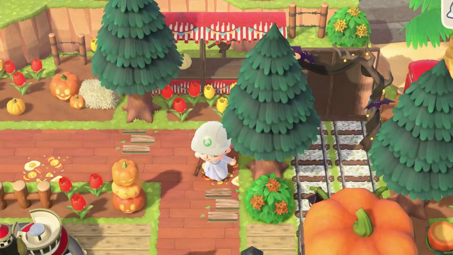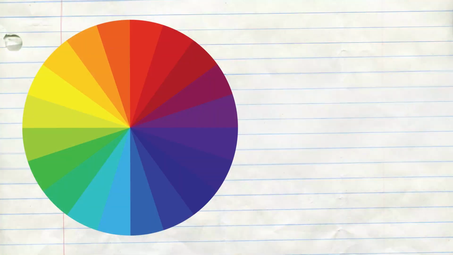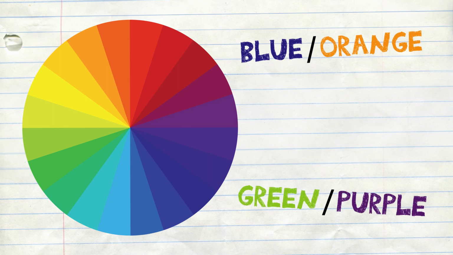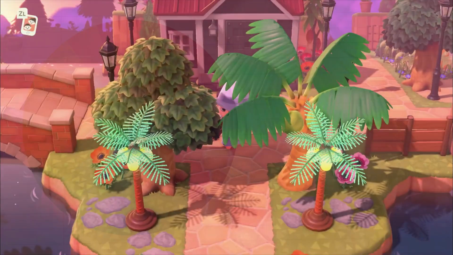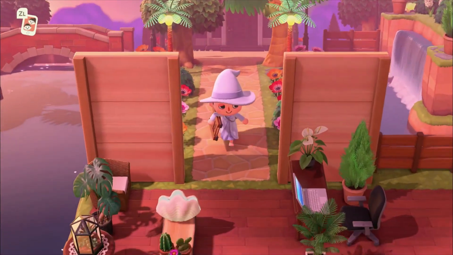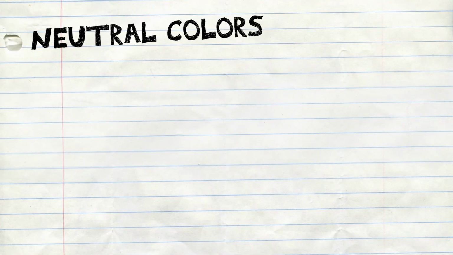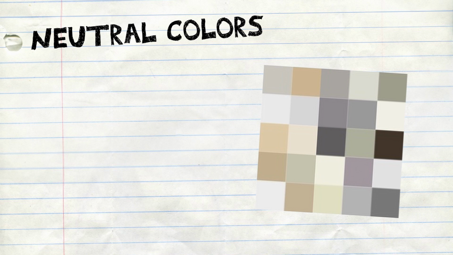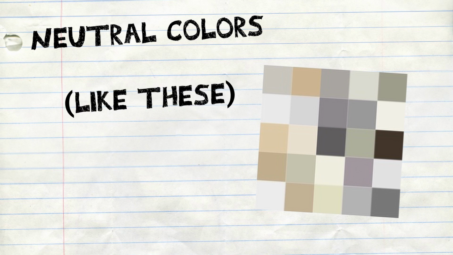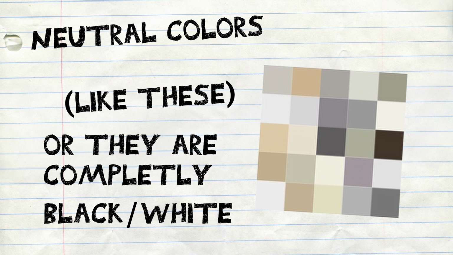Now, the second technique is a bit different. You will choose colors from opposite sides of the palette, such as blue and orange, green and purple, or red and cyan. You will notice that these colors don't blend in quite well at first glance. This is where we bring in the neutral colors. These colors either have very low saturation, which basically means that they have very little pigment, or they are completely black and white. Here's an example from before.